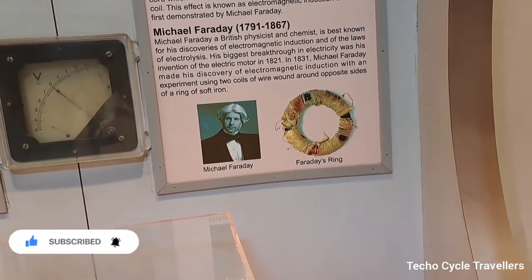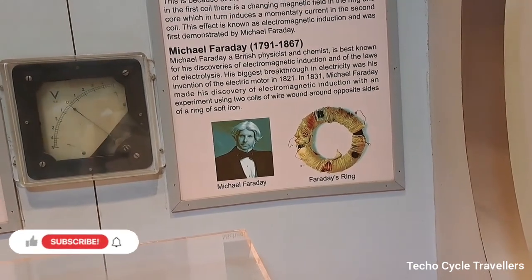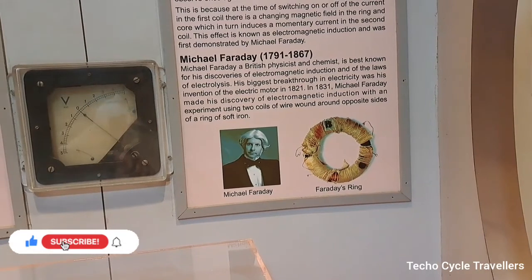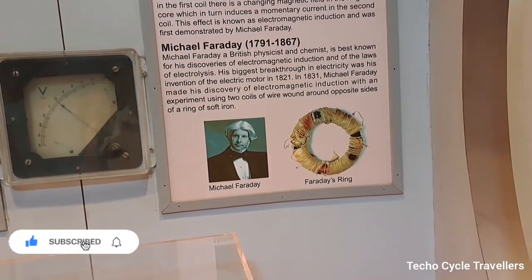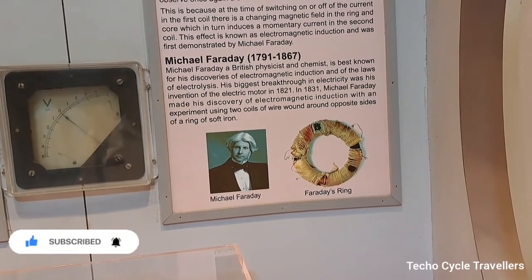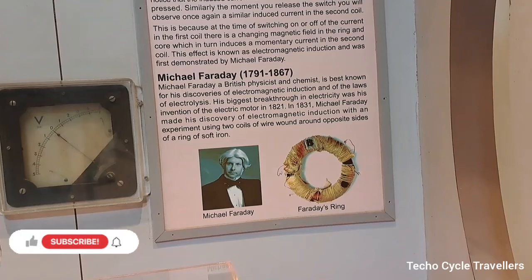Faraday's ring. What to do? Press the switch and note the deflection of the needle in the meter. What is happening? The coils are wound on an iron ring core. One of the coils is connected to a direct current through a switch. The other coil is connected to a meter. When you press the switch, current flows in the first coil.